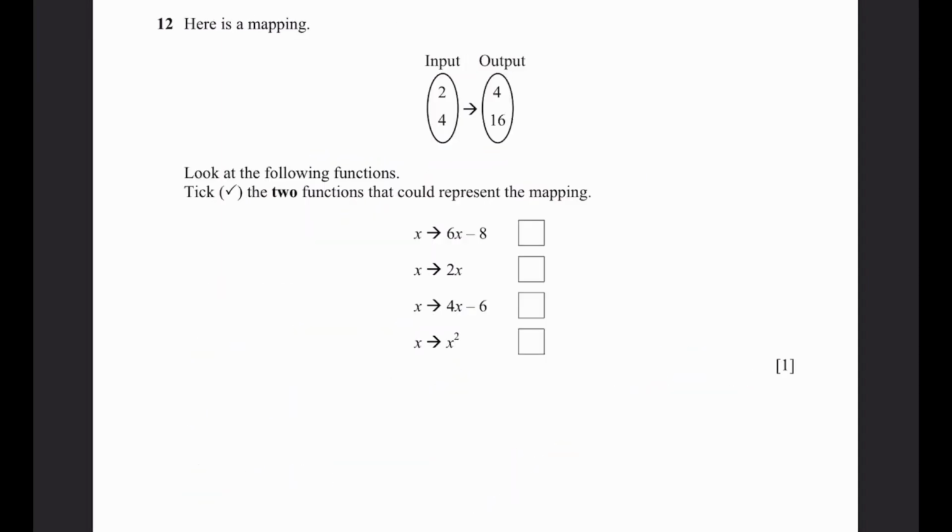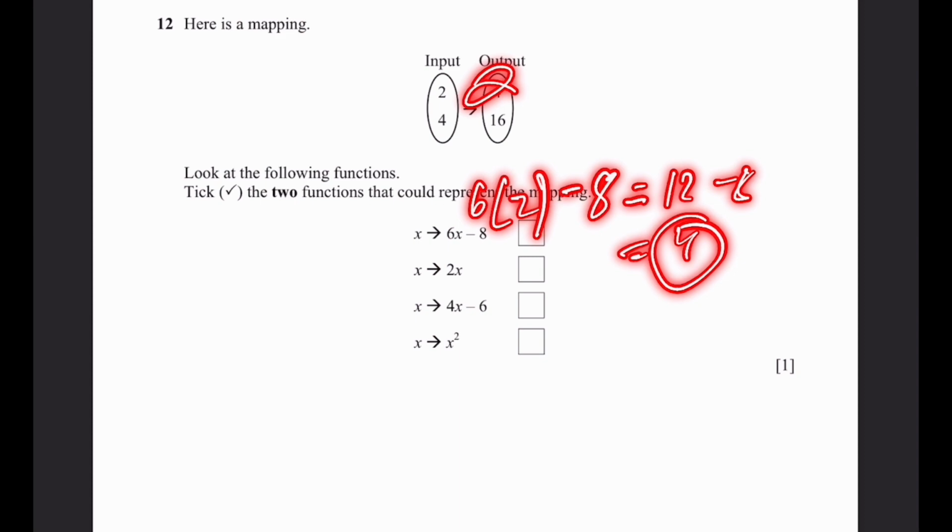Here's a mapping. Look at the following functions. Take the two functions that could represent the mapping. So that means x here, and then when we change it, it becomes 6x minus 8. So we'll try that. The input is x, and the output is something which we do to x. So x becomes 6x minus 8. So when you put 2 in, we have 6 into 2 minus 8, which is equal to 12 minus 8, which is 4. That's right.